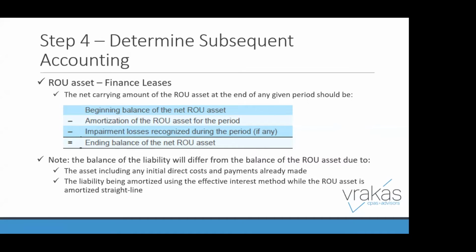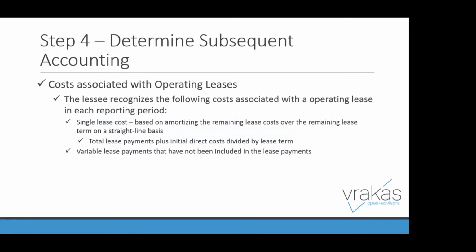Okay, so we just talked about that the asset and the liability may be a little different because they're being basically recorded under different methods. In contrast to the finance lease, the costs associated with an operating lease are going to be a single lease cost, just basically lease expense or rent expense, whatever you decide to call that. And that's going to be based on amortizing the remaining lease costs over the remaining term on a straight line basis. So this is very similar to our old concept of deferred rent, where we took all those lease payments, added them all up, determined our straight line amount, and recorded that as lease expense each month.